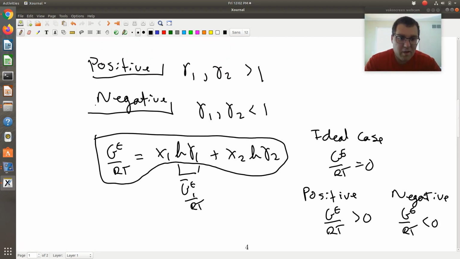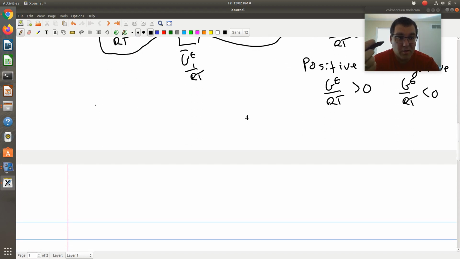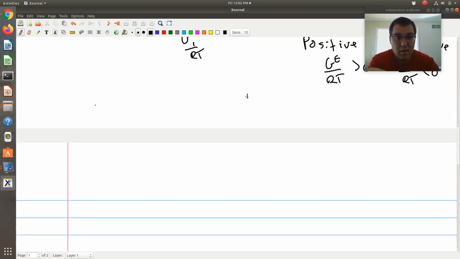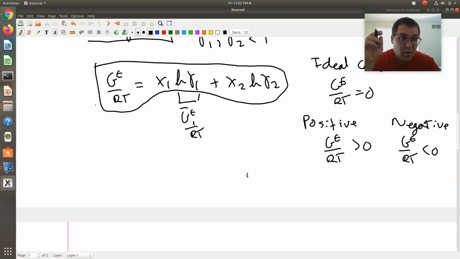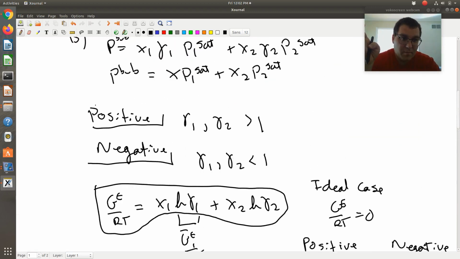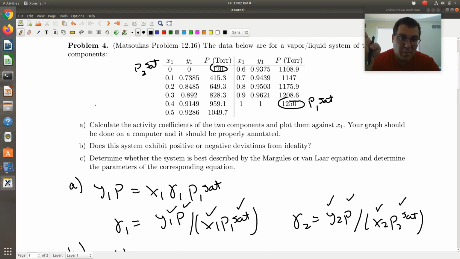So since I've calculated gamma 1 and gamma 2 as a function of x, I could calculate GE over RT as a function of x. Okay? And so that's exactly what I would do. So if I have, say, this typed up in Excel, x1, y1, p, I would add another column for gamma 1 and gamma 2. Then you could add another column on top of that and get GE as a function of composition.